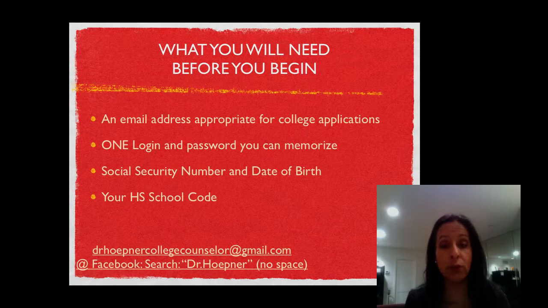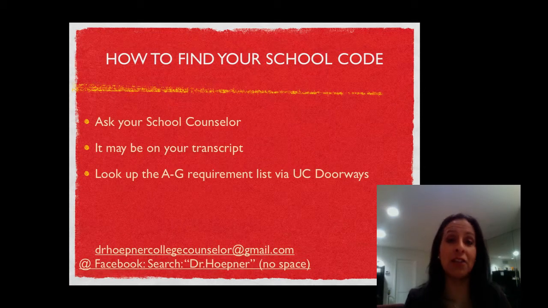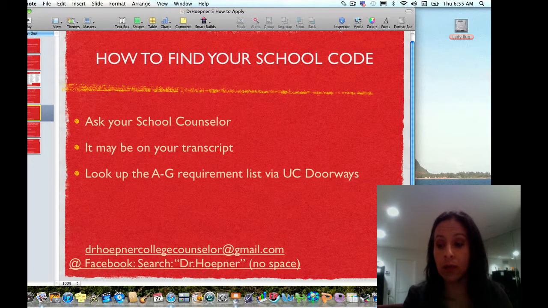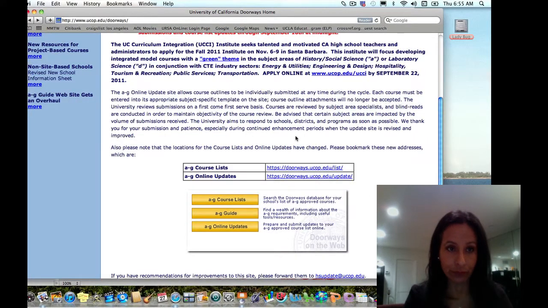You'll need to know your social security number and your date of birth, and you'll need to know your high school code. So where can you find your high school code? You can ask your school counselor. It may also be on your transcript, and as I mentioned in a previous video, you can look it up using the A3G requirement list for your school using the UC doorways. So let's take a look. So I have here ucop.edu/doorways.